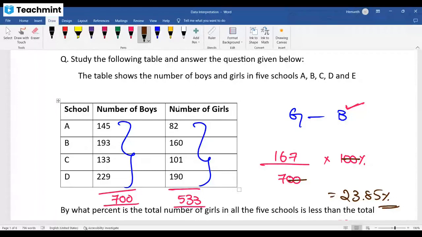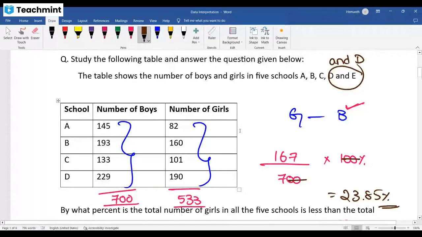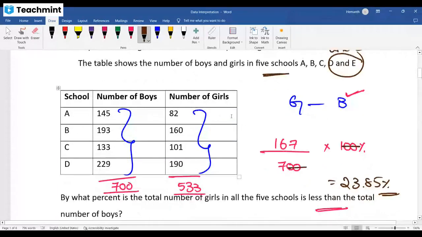This is where E is involved. That will be a procedure we need to be worried about. Okay, there is something, E is missing here. That E is not there. So we can say A, B, C, and D. Let's stop for that. They said 5 schools, but we have data regarding only 4 schools.